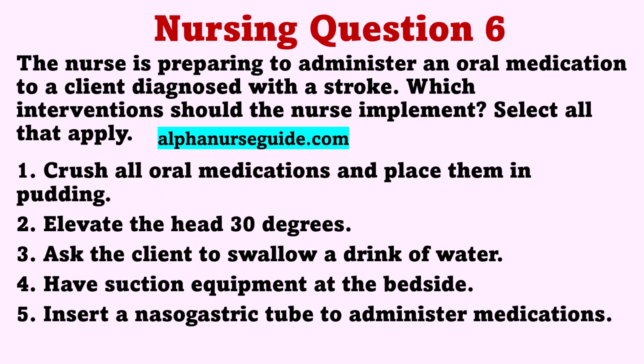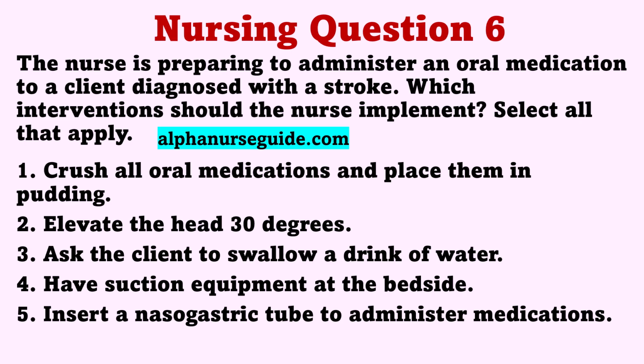The nurse is preparing to administer an oral medication to a client diagnosed with a stroke. Which intervention should the nurse implement? Select all that apply. 1. Crush all oral medications and place them in pudding. 2. Elevate the head 30 degrees. 3. Ask the client to swallow a drink of water. 4. Have suction equipment at the bedside.